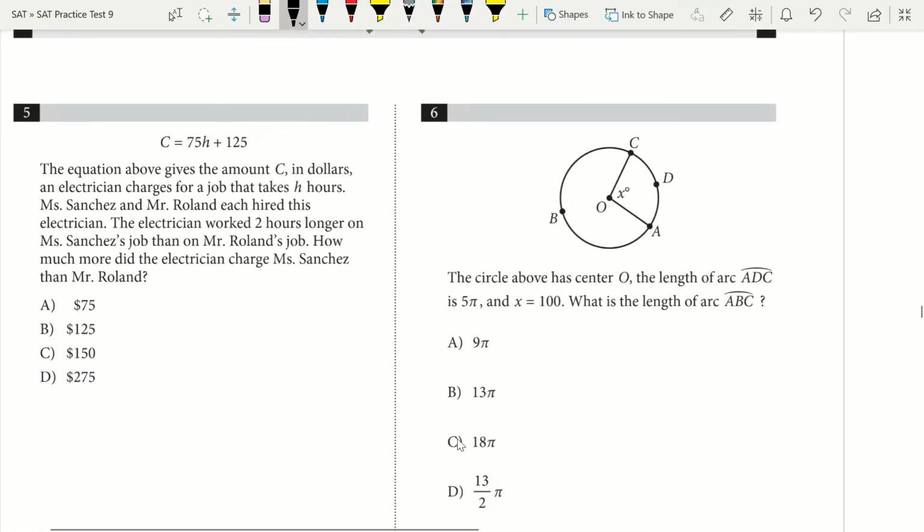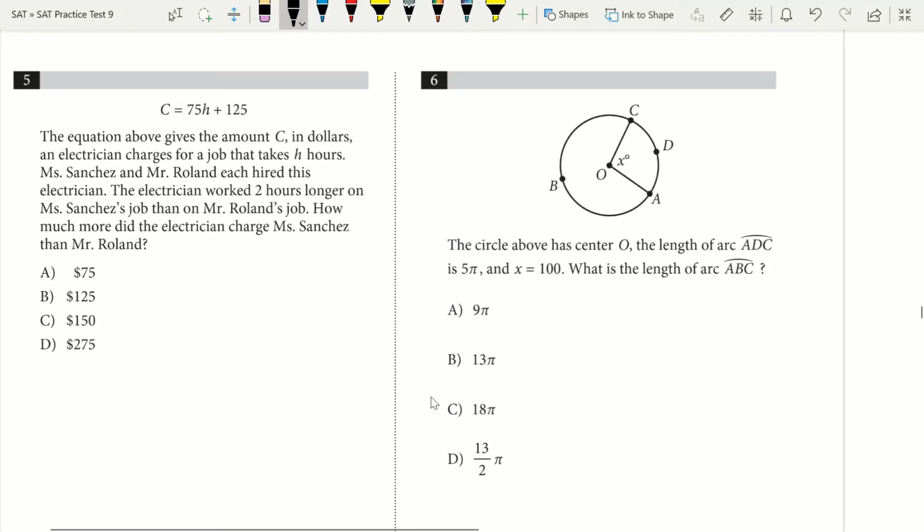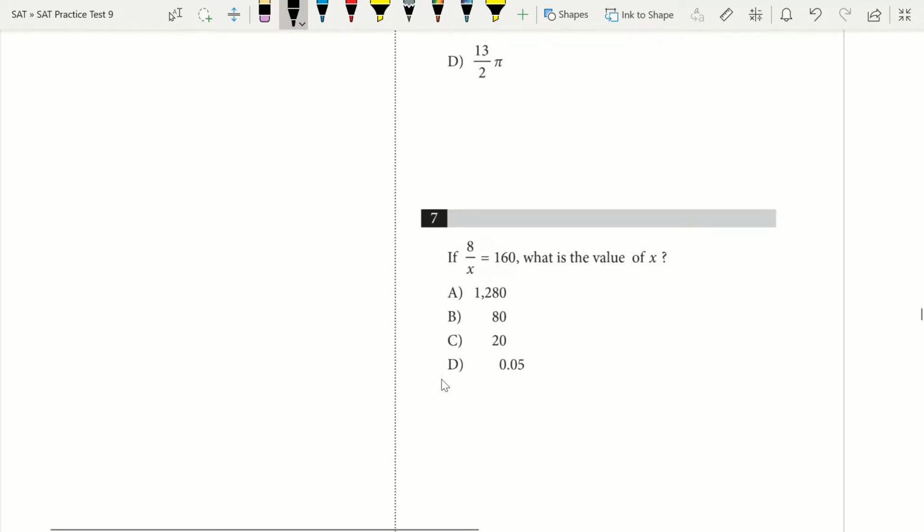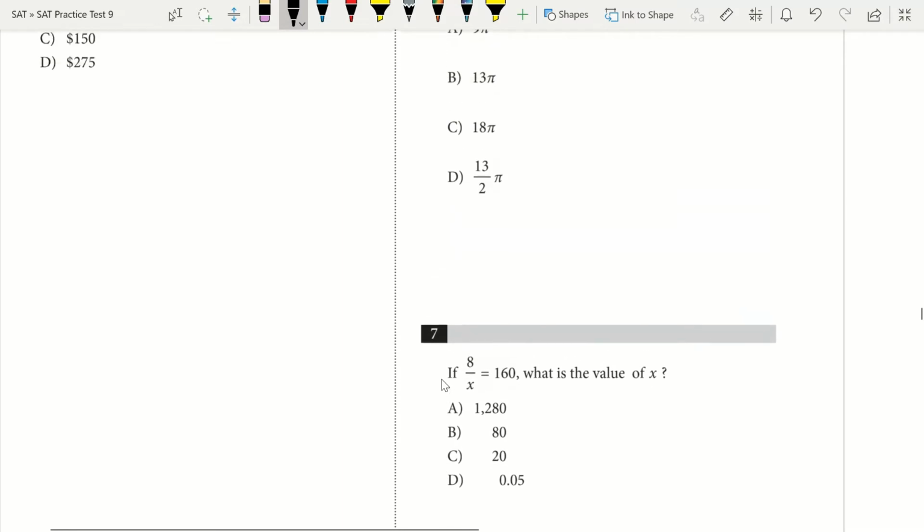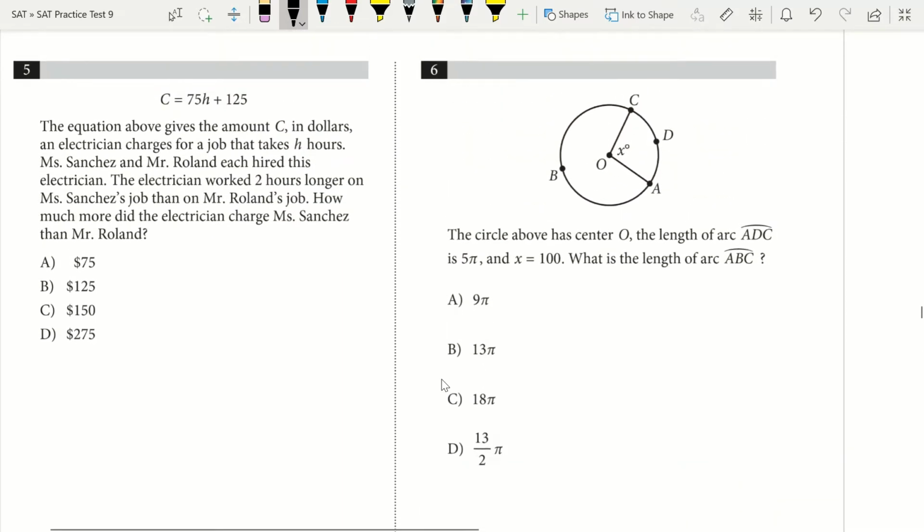All right, moving on. Okay, I like number 6. I also like number 5. Let me see if number 7. Okay, number 7 is going to be a simple one, so we're going to skip that one. We'll do 5 and 6 here.